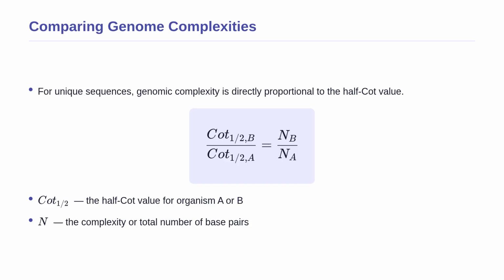We express this with a simple ratio formula. The half-COT value of organism B divided by organism A equals the complexity of B divided by the complexity of A. The variable n represents the total number of base pairs. If the genome size n increases, the half-COT value must increase proportionally, shifting the curve to the right.